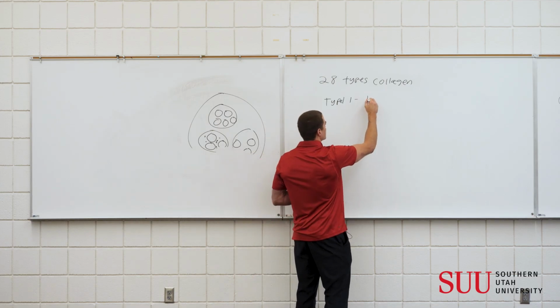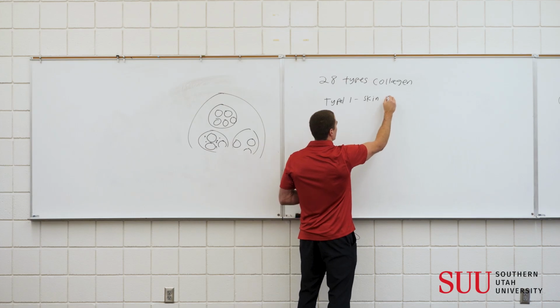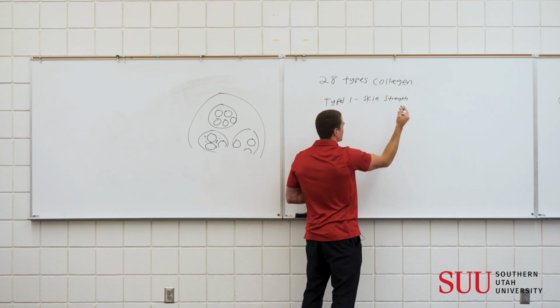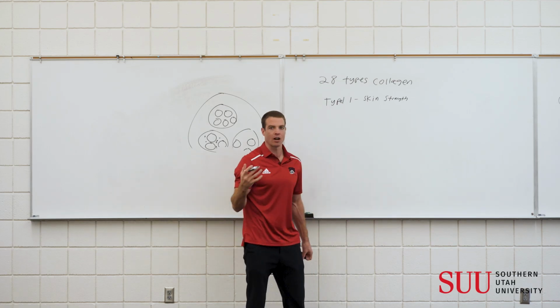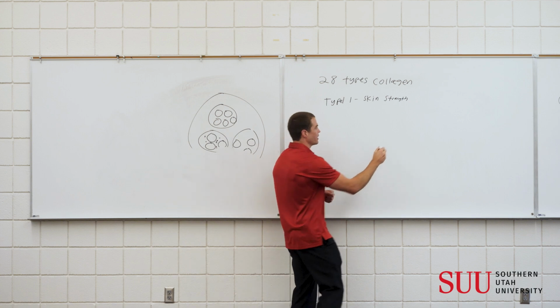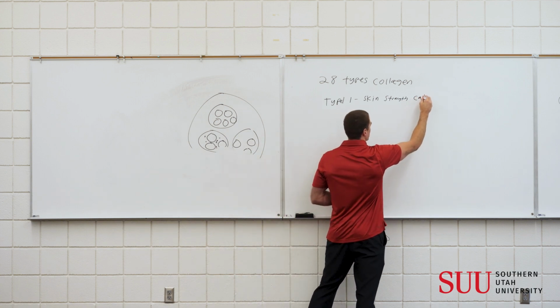But we can keep some skin, okay? Skin, and we can say strength. It's kind of like this: type 1 collagen, you can think of it more like a rope or steel cable, all right? So we can just put cable maybe.